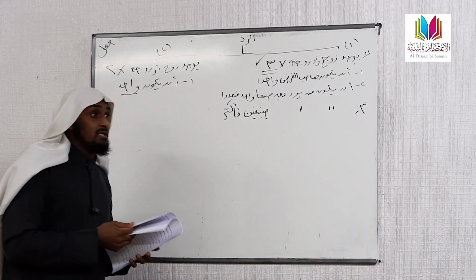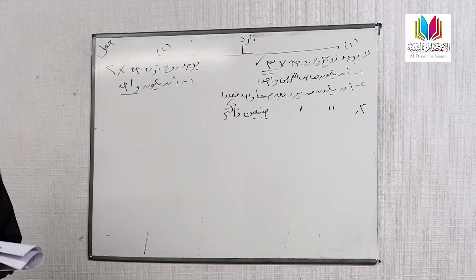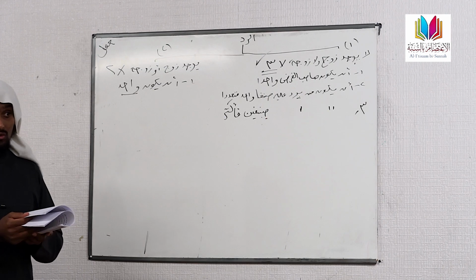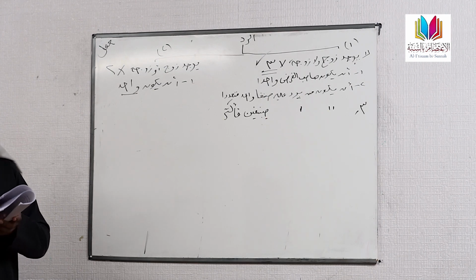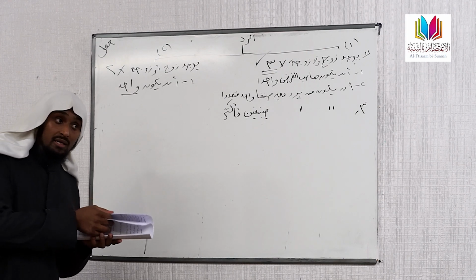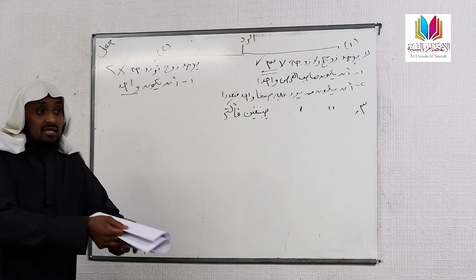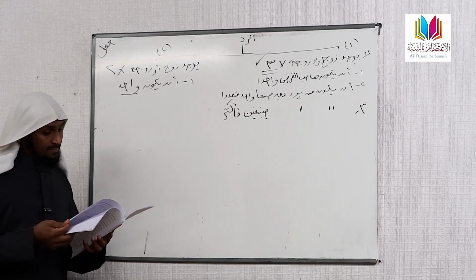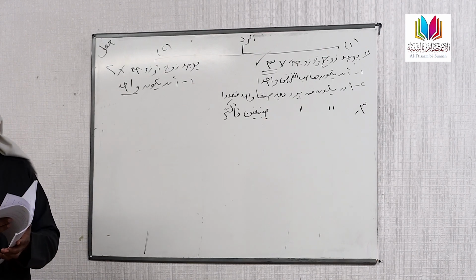Is there a reason why they don't get any share of the rad? Yes, because they're not related to the deceased via blood. They're related via what? Nikah. And they've taken their right with that nikah. Is that understood? Right.